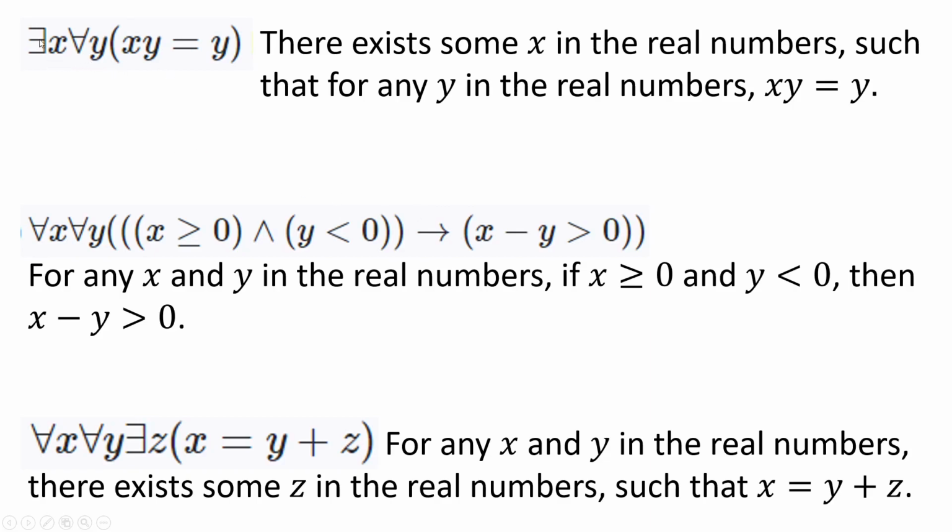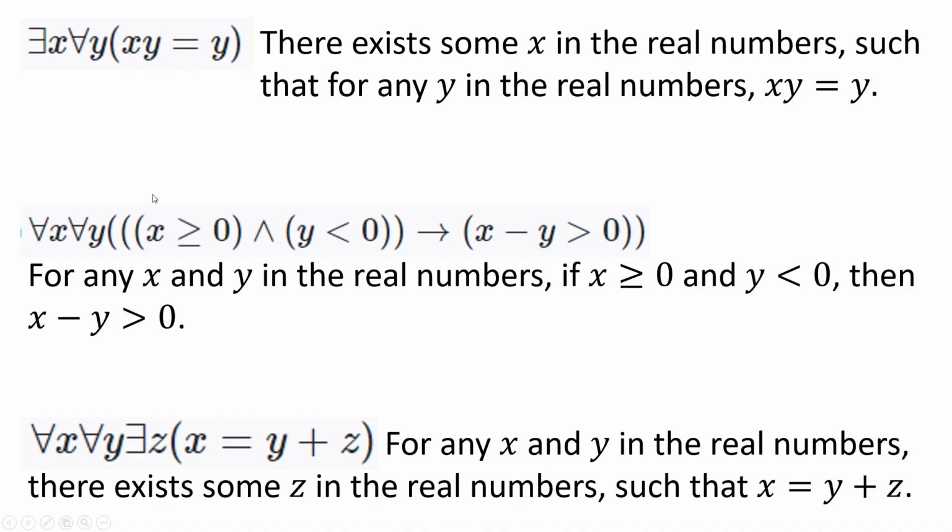So the first one, we have a there exists symbol and then x, and then a for all symbol and then y. So there exists some x in the real numbers, let's say, because that's what the question stipulates, such that for any y in the real numbers, this holds: xy is equal to y. Essentially, you can always find some x, and it's actually just x equals 1, right? Because you have to multiply y by something to get y. This x is always equal to 1.